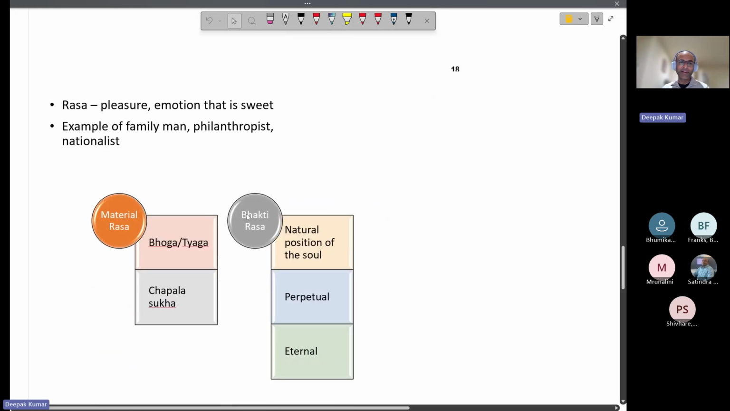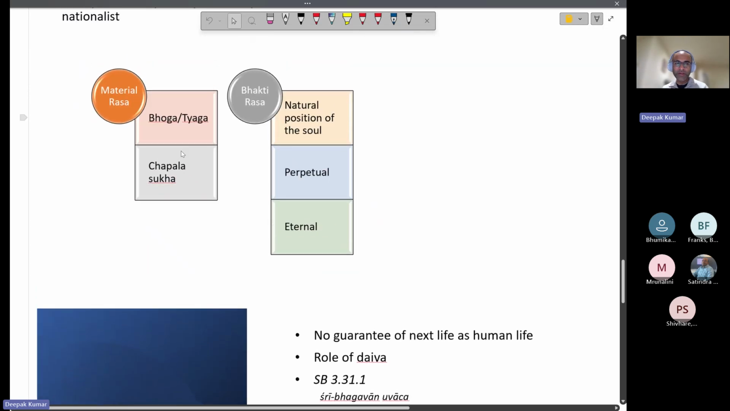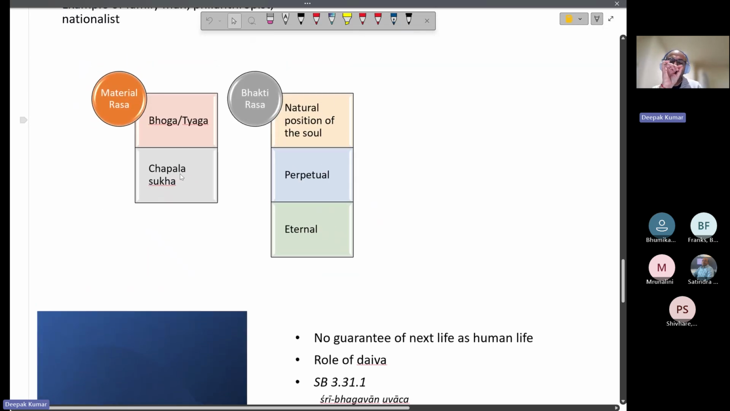So I had loved this definition, and thank you, Mataji. So we talked about rasa means pleasure, emotion that is sweet, right? Example of a family man, philanthropist, nationalist, Prabhupada talked about. This is the summary, right? Material rasa, bhoga, tyaga, and chapala sukha. So how do we compare it? Bhakti rasa is the natural position of the soul, is perpetual, is eternal. So that is how we differentiate between material rasa and bhakti rasa. So it does help, and some analogy does help, right?